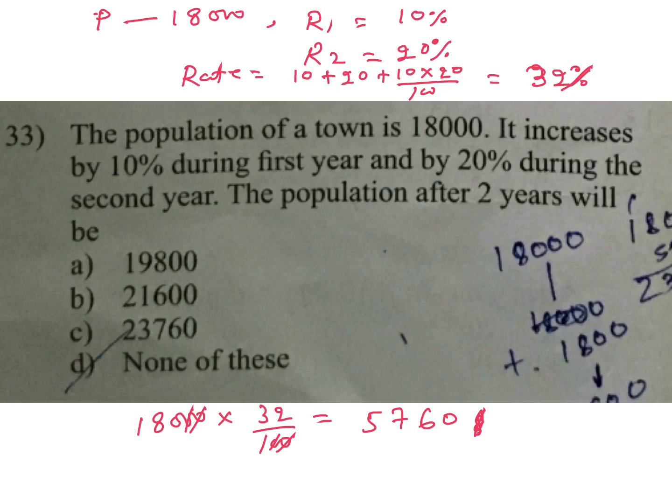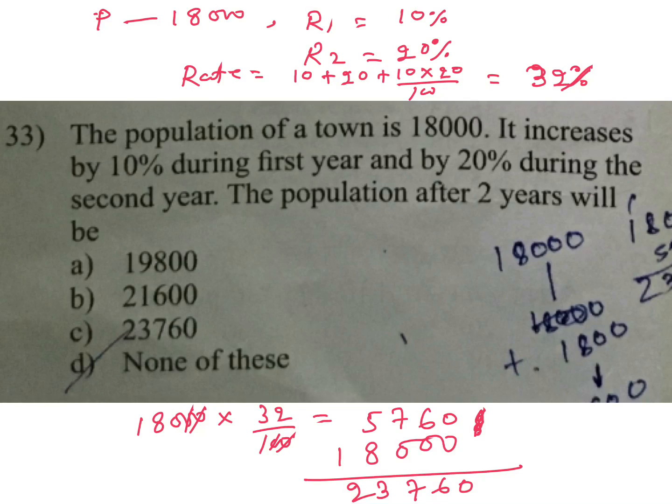This is the increase, but you have to calculate the total population. So 18,000 plus 5760, 23760. C is the answer.